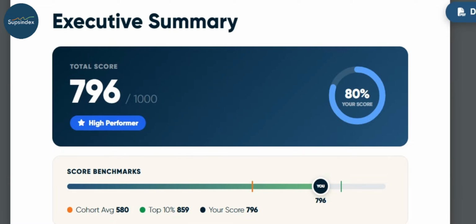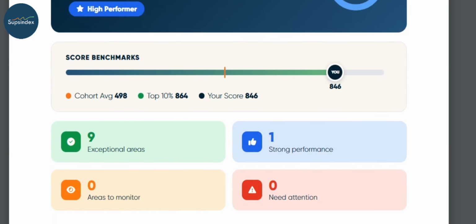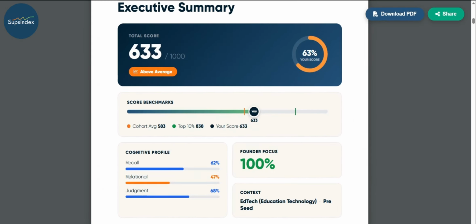The next page provides a quick executive summary. Alongside the total score and performance level, the participants can see the cohort average and the top 10% benchmark. The report also shows how many areas are exceptional, strong, worth monitoring, or in need of attention. So the result is not simply pass or fail, and the score is not presented without context.